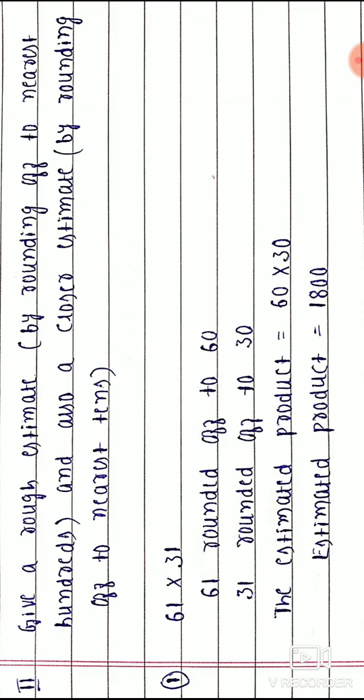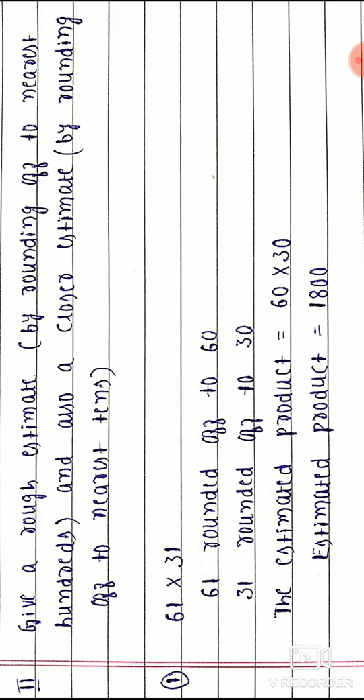Similarly you have to round off 31 to its nearest tens value. 31 is rounded off to 30. So you will get the rounded off values as 60 and 30. So multiply 60 and 30, you will get the estimated product. Therefore multiply 60 into 30.